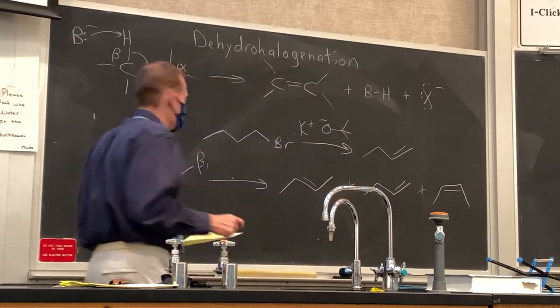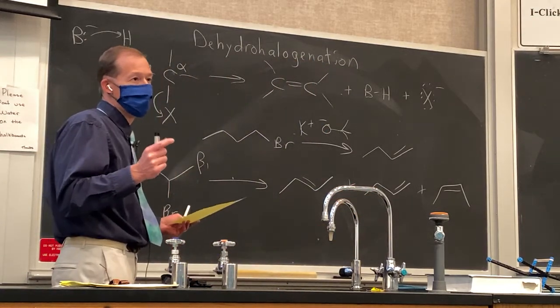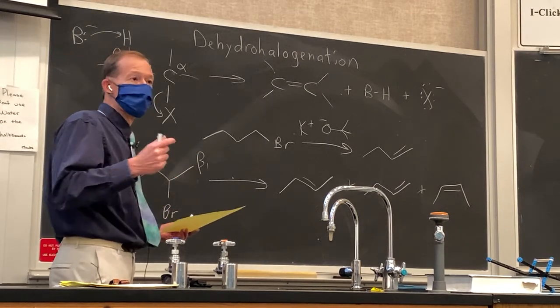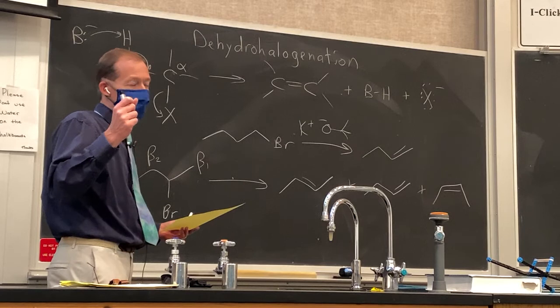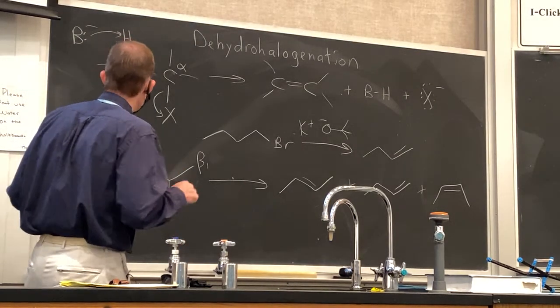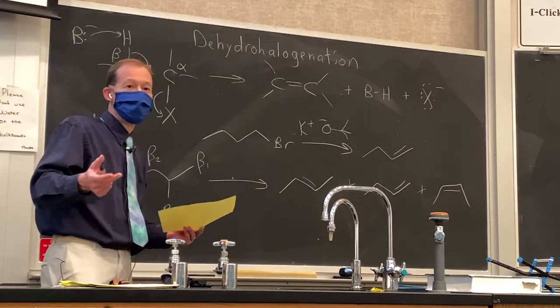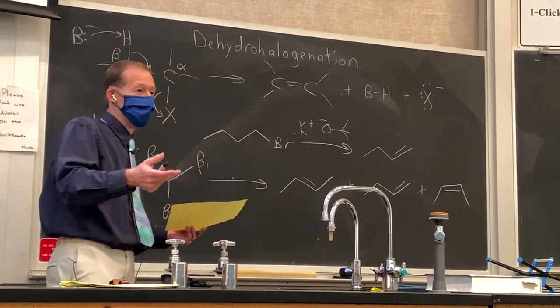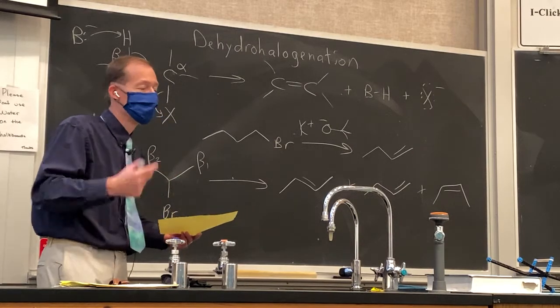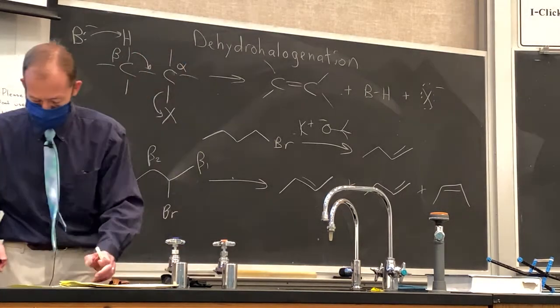Beta hydrogen is a hydrogen on the carbon adjacent to the leaving group. Whenever we're performing an elimination, we are deprotonating adjacent to the leaving group. And so we have to have beta hydrogens. That's one feature of elimination reactions. We have to have at least one beta hydrogen in order to perform an elimination.